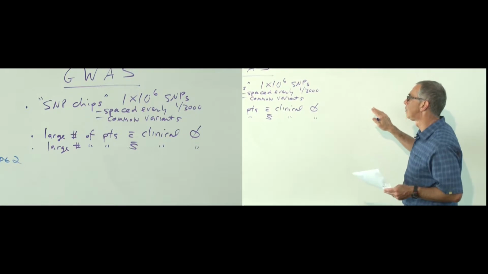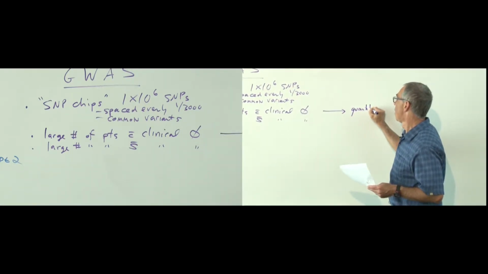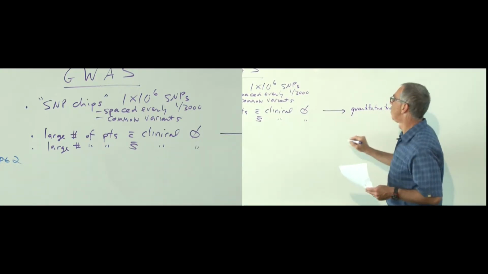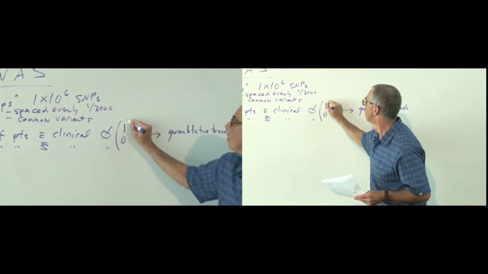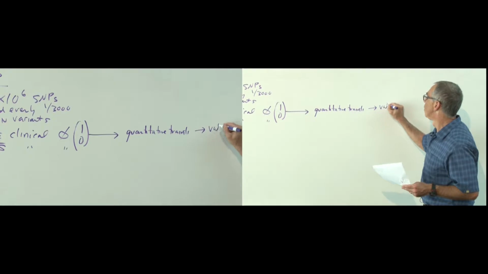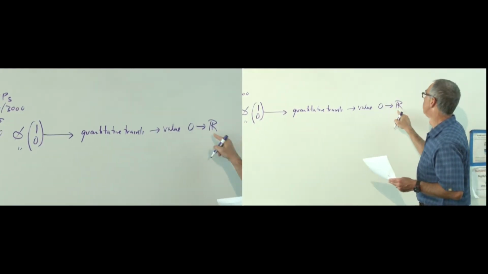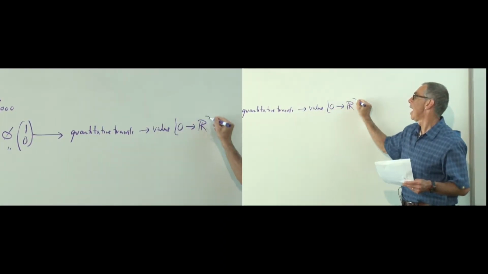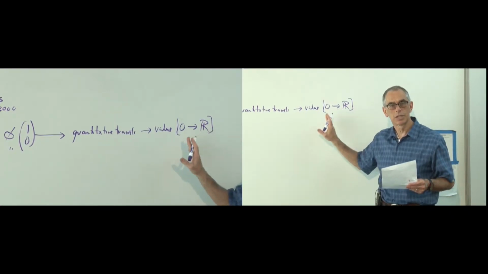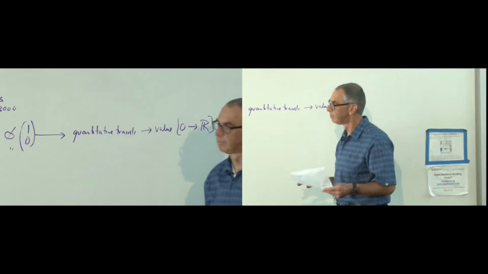It's also possible to do GWAS for quantitative traits, where instead of yes-no, so this is binary, 1, 0, quantitative traits have a value from, say, 0 to something. I'll call it big R. And these ideas extend to quantitative traits, but I'm going to discuss this in the context of binary traits because it's a little bit easier.